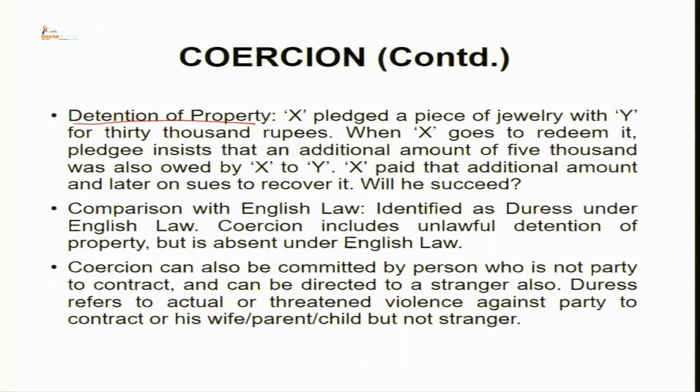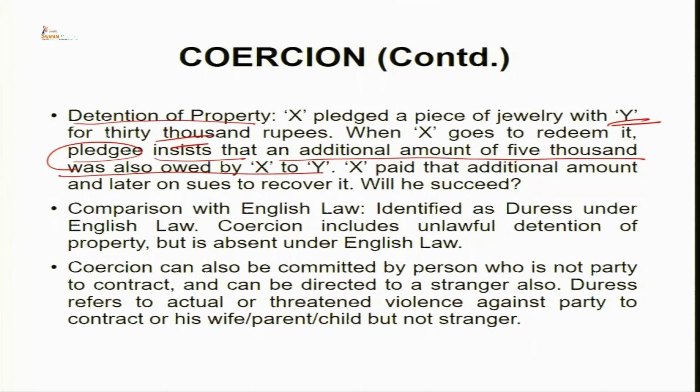X pledged a piece of jewelry with Y for 30,000 rupees. So he pledged his piece of jewelry, gave it to Y, and in return he got 30,000 rupees. Now when X goes to redeem it, that is, to repay the amount which he had borrowed, the pledgee, that is Y, insists that an additional amount of 5,000 was also owed by X to Y.